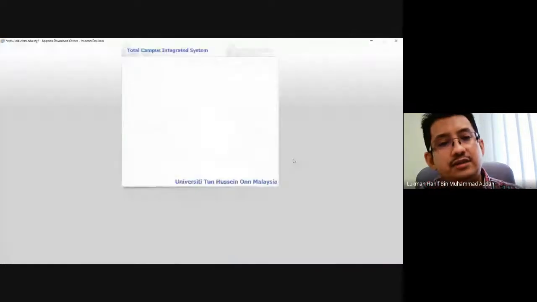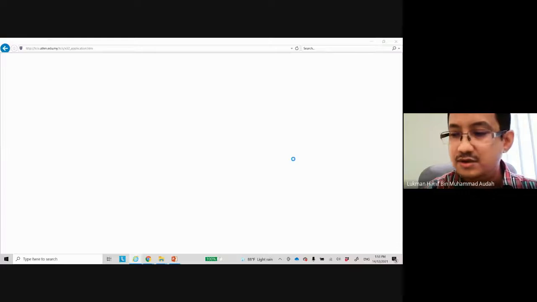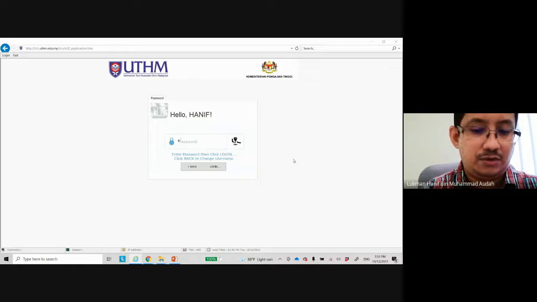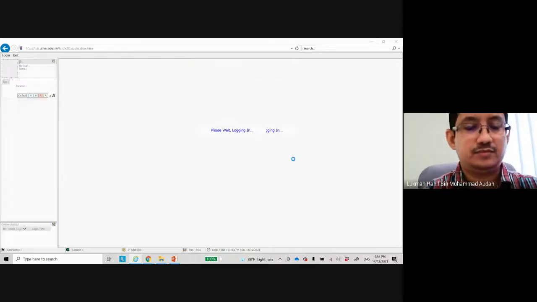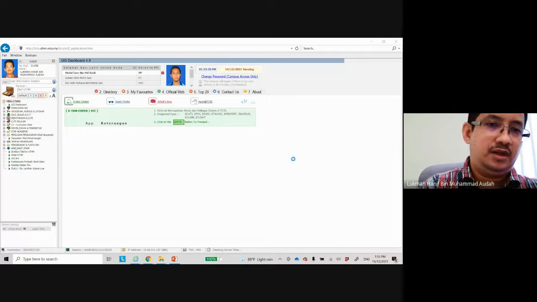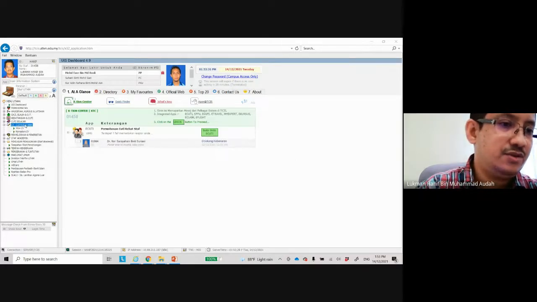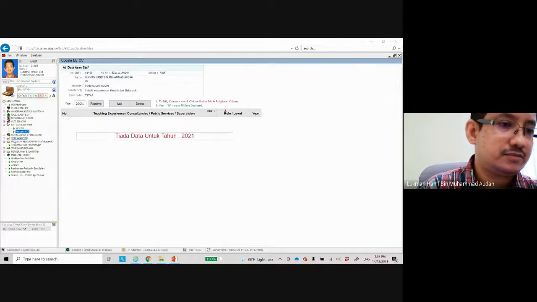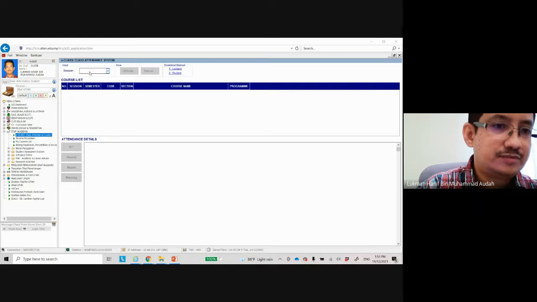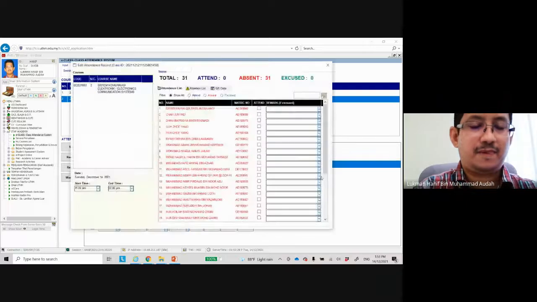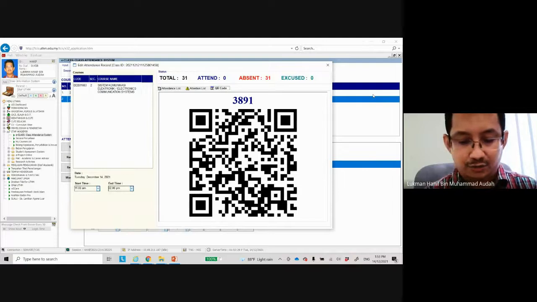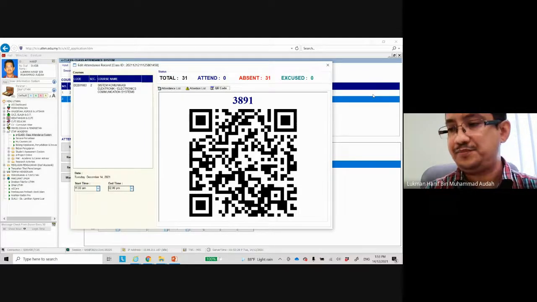So now you can scan the attendance. So you can open your QR code. Okay, open your QR code. And after scan the attendance, you can move to the next class. Okay, selepas scan, you boleh pergi ke kelas yang lain. Boleh keluar, no problem. See you again next week.